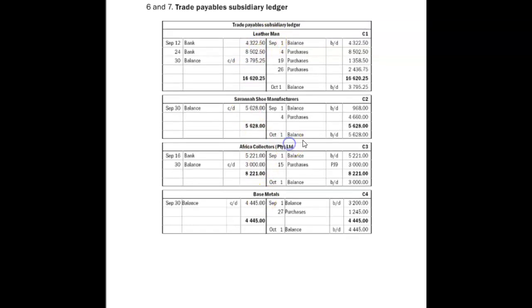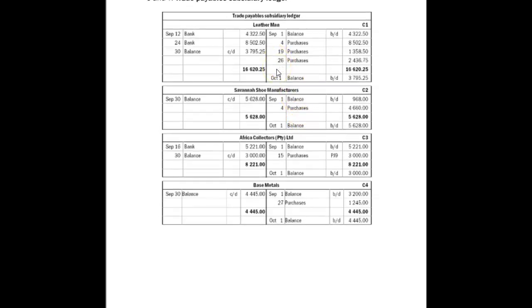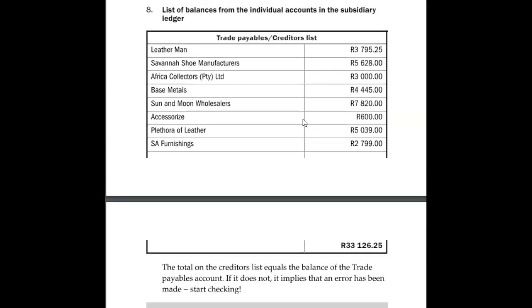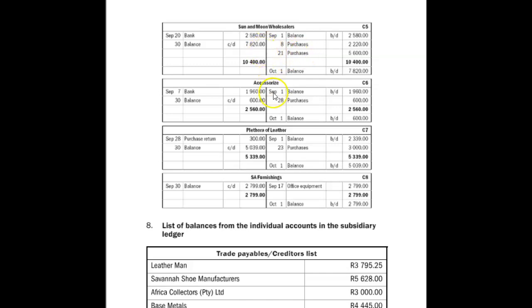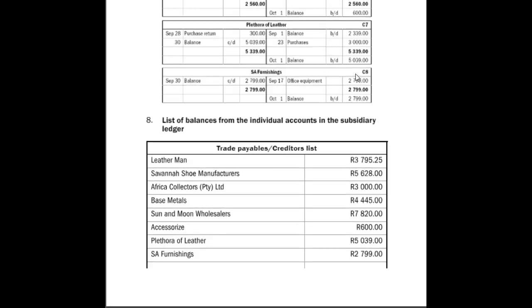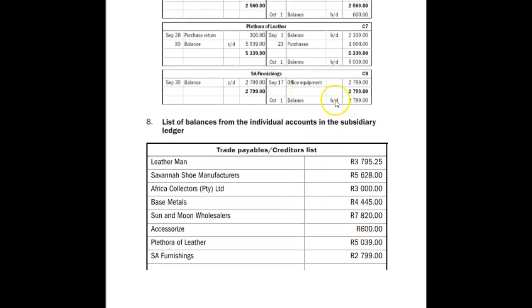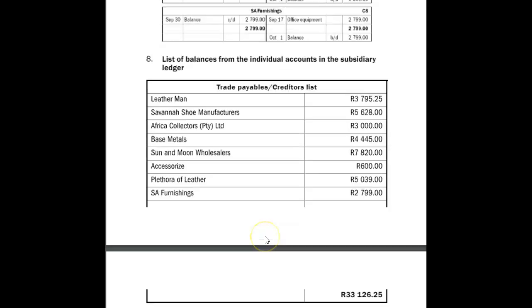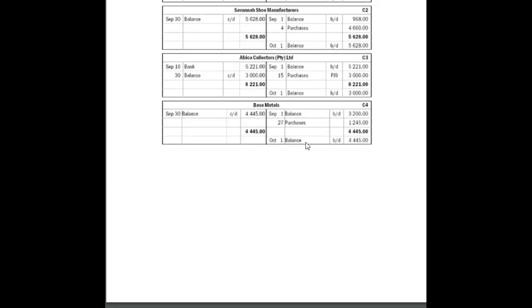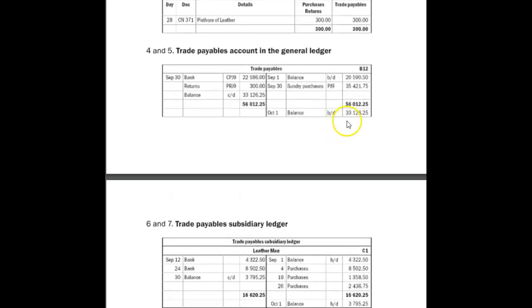So it works out the same way. The account over here is a liability. Whenever you purchase from them, you owe them money. That is where all these purchases that you owe are. And now your creditors list comes from all this. So you look at the balance brought down, 7,820. It should be here, 7,820. So these are the final amounts that you owe them. That is why it's a list of balances. Now if you total this, you should get to the trade payables amount. So 33,126, and if you go there, we go, 33,126.